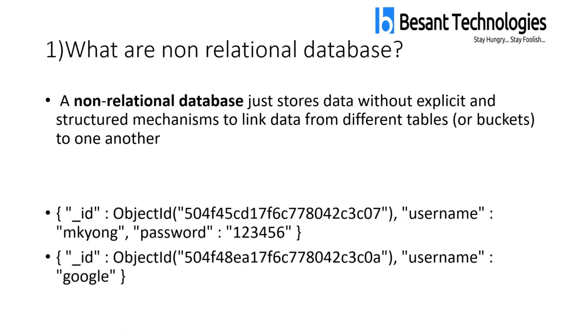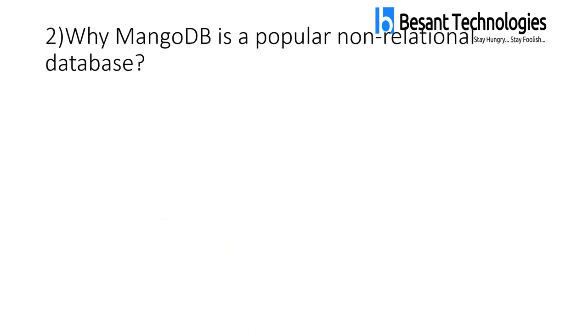This is how a non-relational database entry will look like, because these imply two documents basically. In a non-relational database, we call the rows documents and the tables collections. Understand? And these are two entries, that is two documents in a collection. Okay, let's move to the next question.